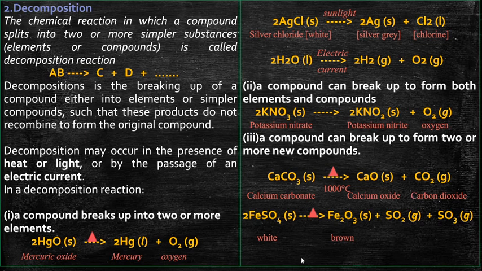Further example in this category is FeSO4, ferrous sulfate. This white colored ferrous sulfate undergoes heating to form Fe2O3, ferric oxide, which is brown in color, plus sulfur dioxide plus sulfur trioxide. In this case, we can see that it forms three products. All three are compounds. Okay, students.